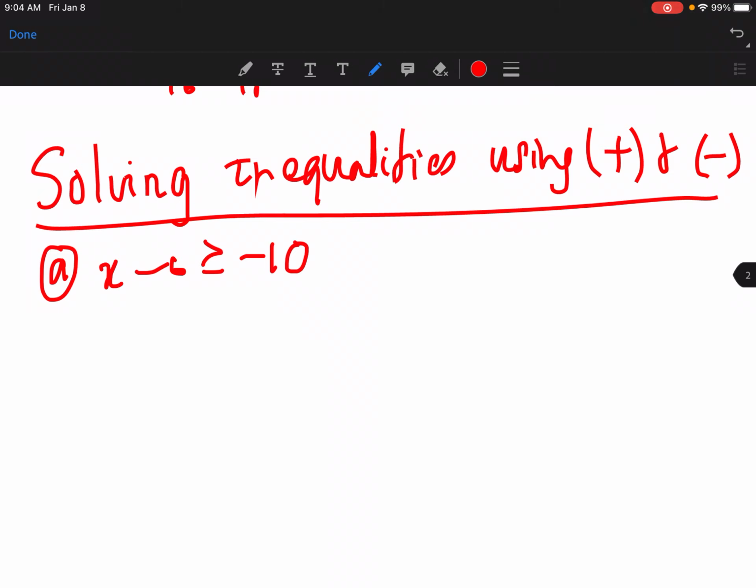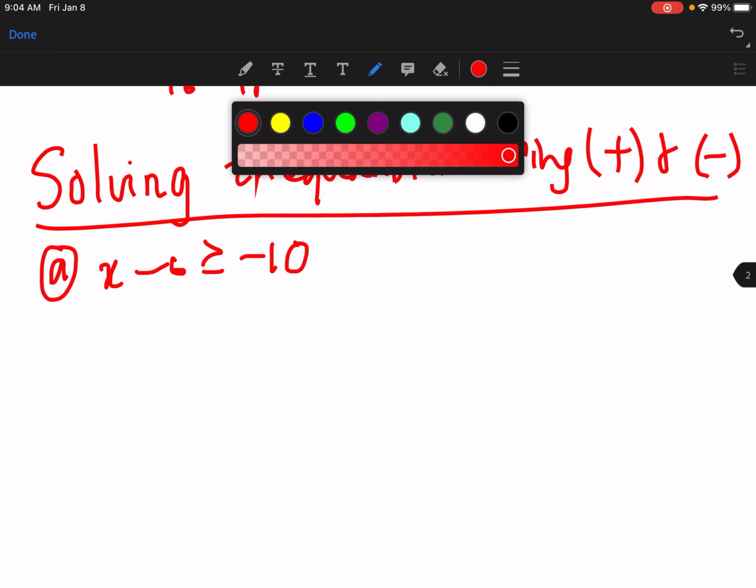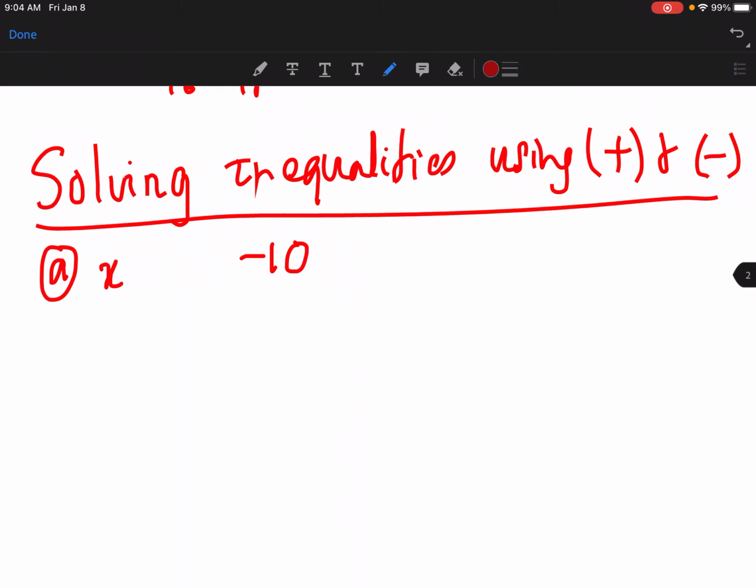All right, this time it is very similar. Solving inequalities is very similar to solving a simple linear equation. I have x minus 6 greater than or equal to negative 10. To solve for this, we're going to do the same thing, solve for the variable x.